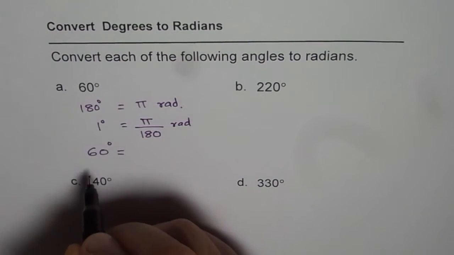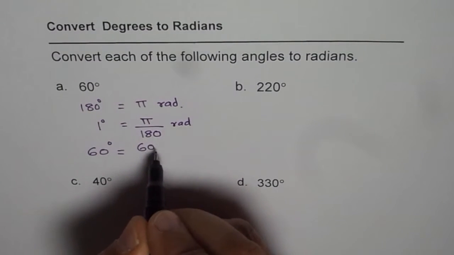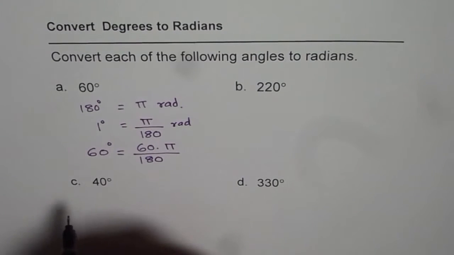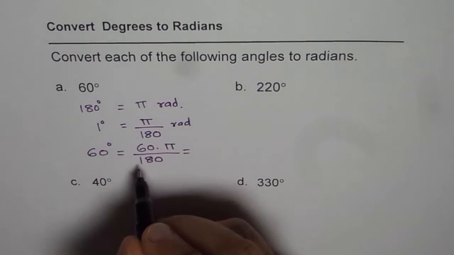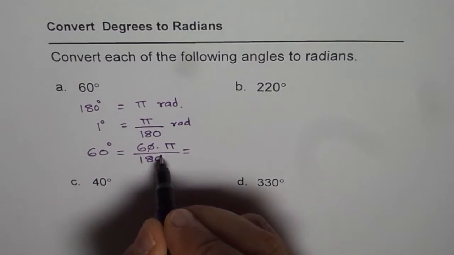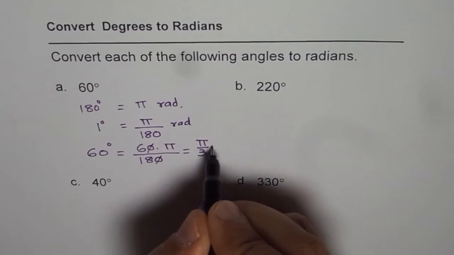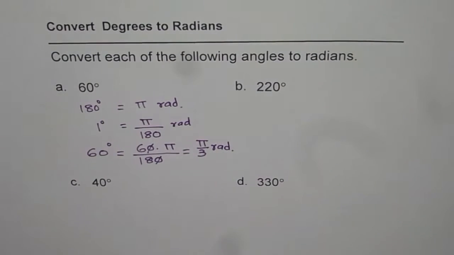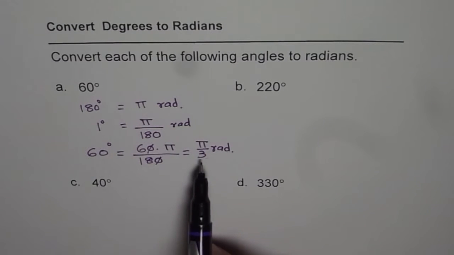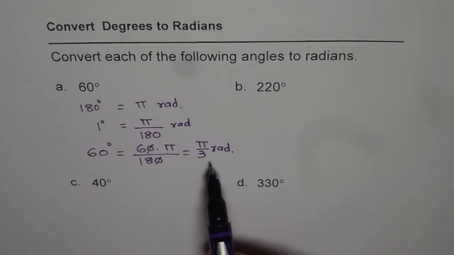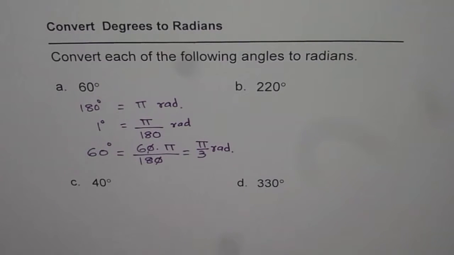So this becomes 60 degrees, and here we have 60 times pi divided by 180, right? Now 60 by 180 you can simplify, right? 60 goes 3 times, so it's pi by 3 radians. So that is the exact value for 60 degrees in radians. Correct? You can use your calculator and find this to the number of decimal places, 2 or 3 as you wish, but that's the exact value.